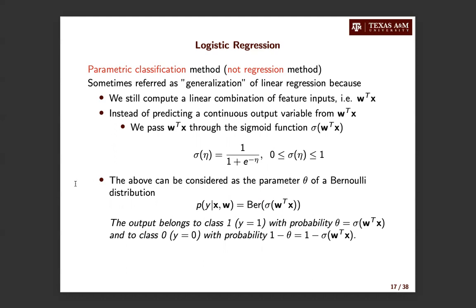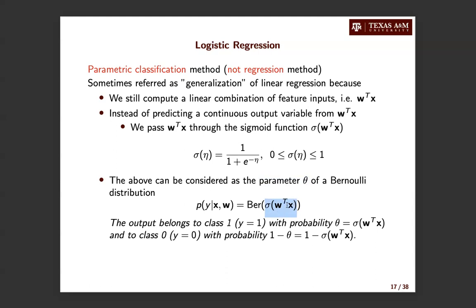So if we go back to the Bernoulli distribution that we discussed as part of the previous video, the Bernoulli distribution simulates a binary process in which we either select class 1 or class 0 with a probability parameter theta. The parameter theta is the probability of choosing class 1. Now, instead of using a random parameter theta as the probability of choosing class 1, we can actually use this sigmoid of W transpose X.